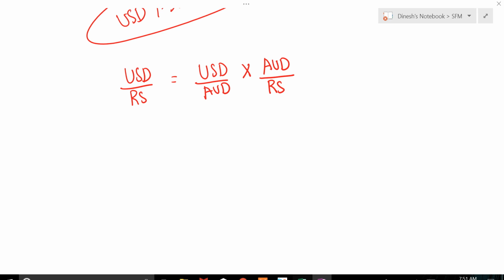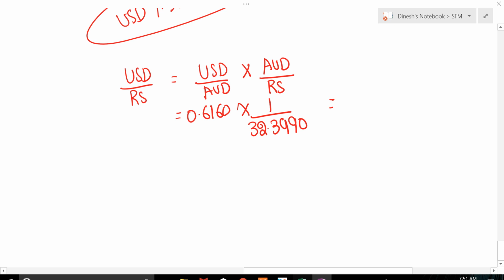Do we have USD by AUD? Yes. How much? 0.6160. Do we have AUD per rupee? No, inverse. 1 divided by 31.32.3990. It's very simple. If you have, use it. Otherwise, do the inverse.